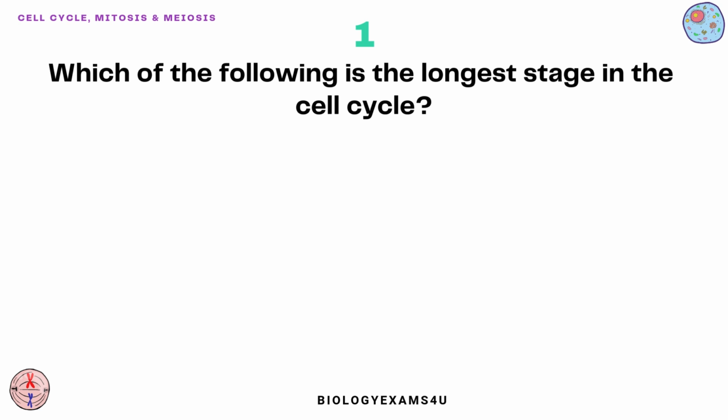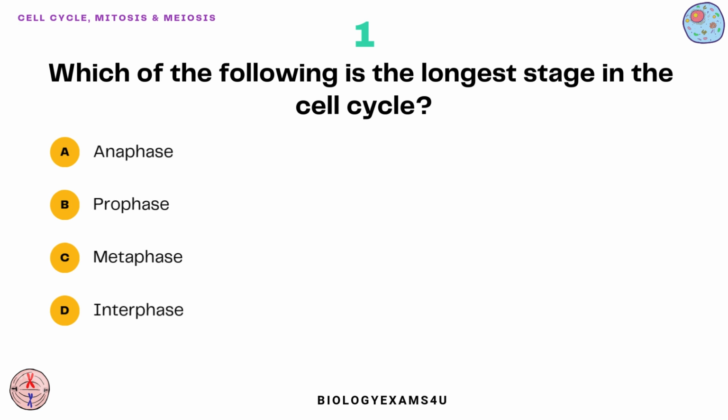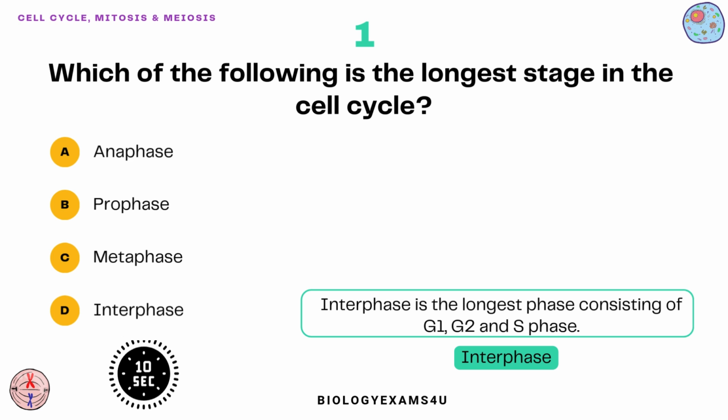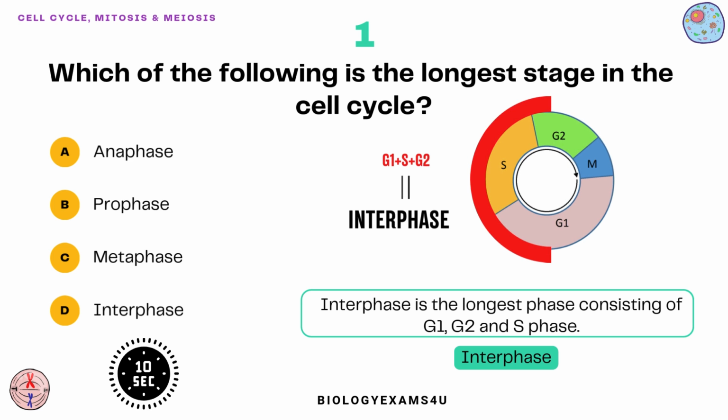Which of the following is the longest stage in the cell cycle? Options are A. Anaphase, B. Prophase, C. Metaphase, D. Interphase. You have 10 seconds to answer. The correct answer is interphase. Interphase is the longest phase, consisting of G1, S and G2 phases.